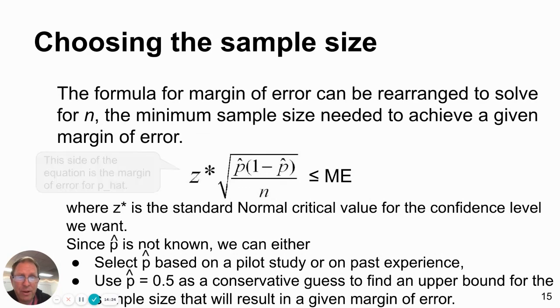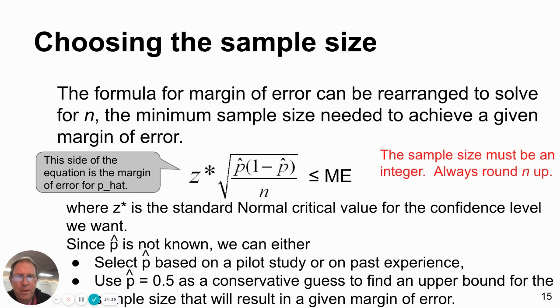Now, when you do so, you might get an n that is not an integer. We always have to round up, always round n up to the next highest integer. Sample size must be an integer.